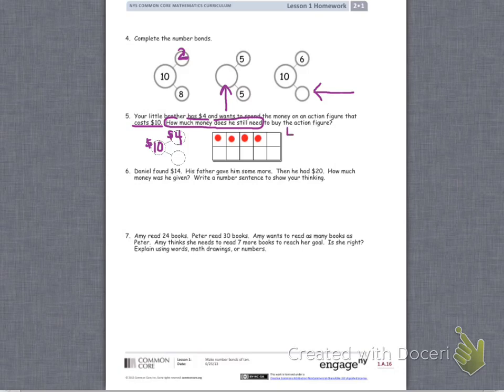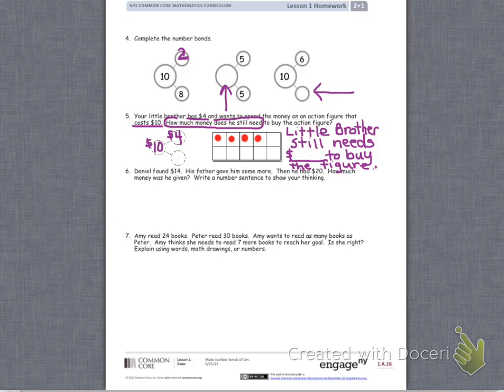Little brother still needs blank dollars to buy the figure. If I had room, I would have written action figure.